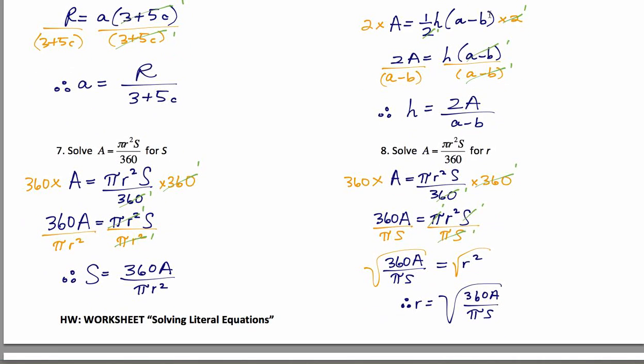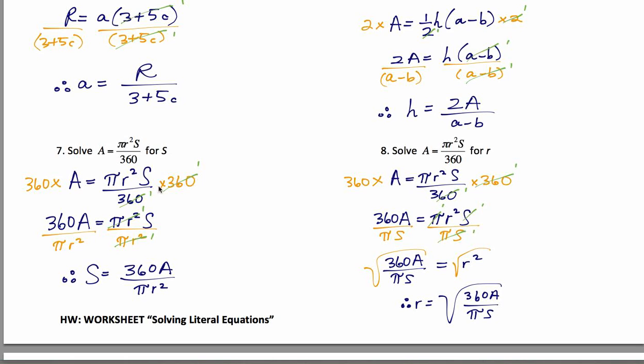All right, last two examples here. Number 7, solve for s in a equals pi r squared s over 360. We want to isolate s. Again, we're going to just consider 360 to be a little problem we want to fix, so we're going to multiply both sides by 360. Before all the work here is done, what we'd end up with is 360a equals pi r squared s.